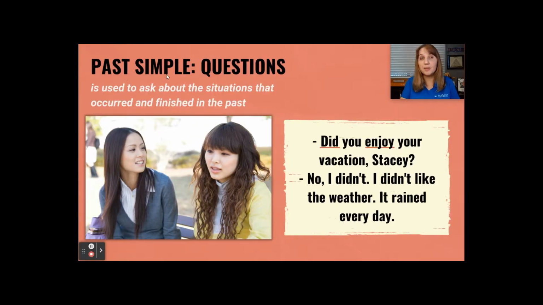We are using past simple in the form of the question to ask about the situations that occurred and finished in the past. Let's look at our short conversation. Did you enjoy your vacation, Stacy? No, I didn't. I didn't like the weather. It rained every day. So we have did and enjoy, which indicate that this is the question in a past simple form. Let's move on and talk about the formation of it in detail.